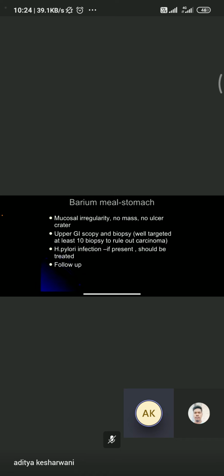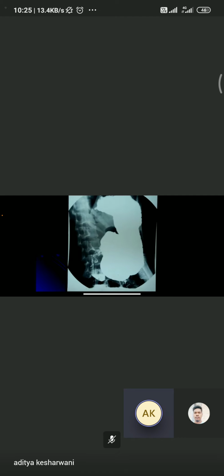Same thing is written there. In case of peptic ulcer or in a case of carcinoma, you will get the mucosal irregularities like this. Again, this is the hugely dilated stomach, maybe due to a pyloric obstruction, or maybe due to carcinoma involving the pyloric region, which causes the obstruction of the pylorus.